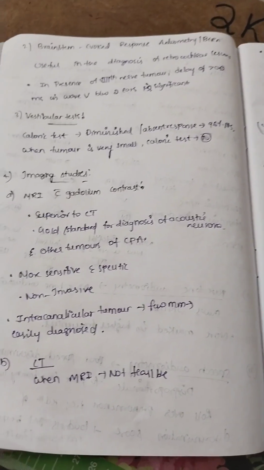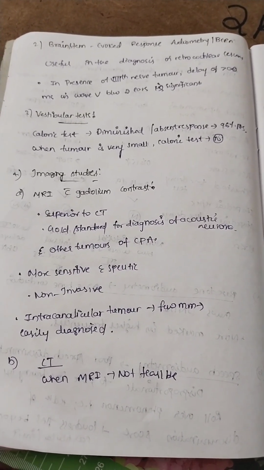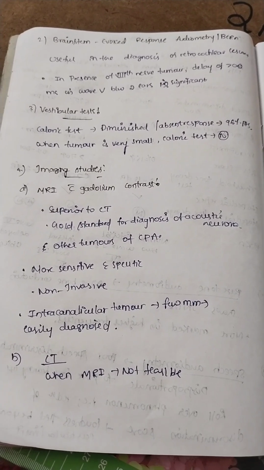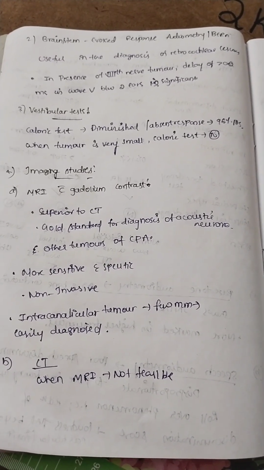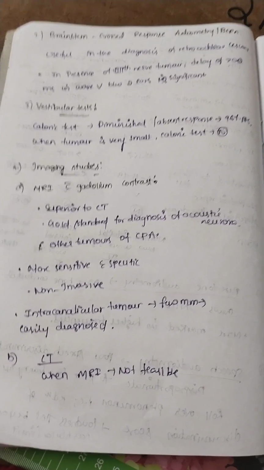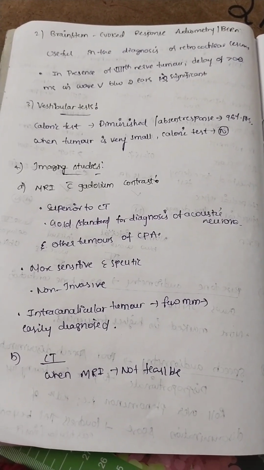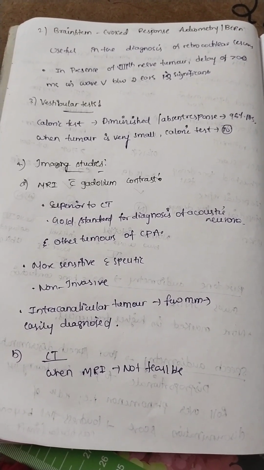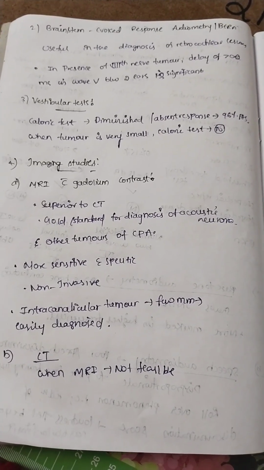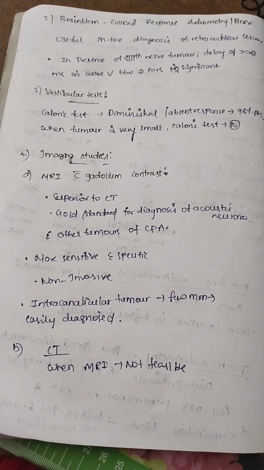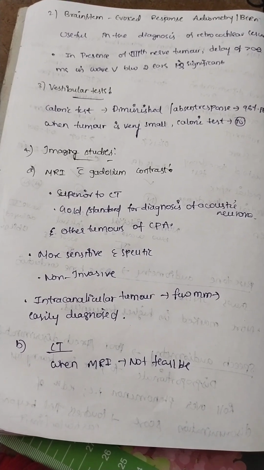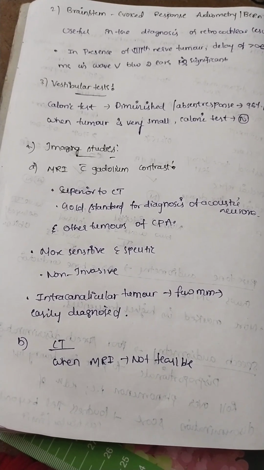Imaging studies: MRI with gadolinium contrast. It is superior to CT, the gold standard for diagnosis of acoustic neuroma and other tumors of the cerebellopontine angle. It is more sensitive and specific, non-invasive, with no radiation, so it is preferred. Intracanalicular tumors, even a few mm, are easily diagnosed. Mainly for intracanalicular tumors, you will use MRI.